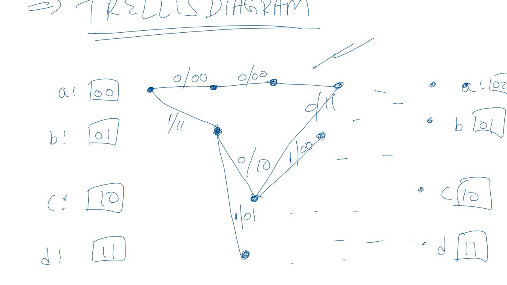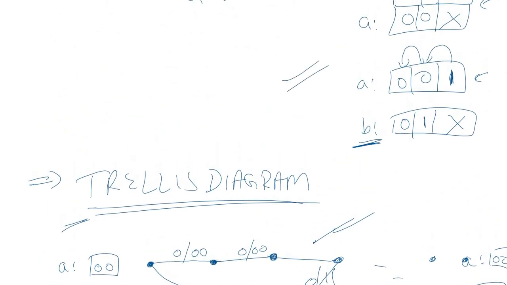Please note that the structure of this trellis diagram is completely repetitive. It is quite easy to construct once the state transition diagram is known.